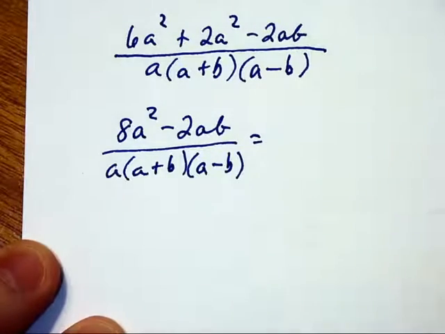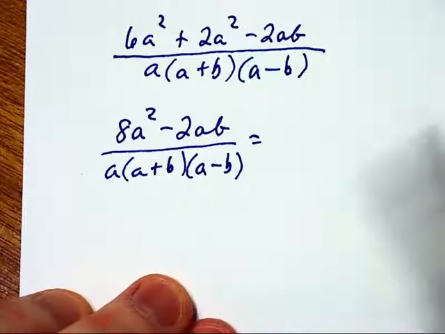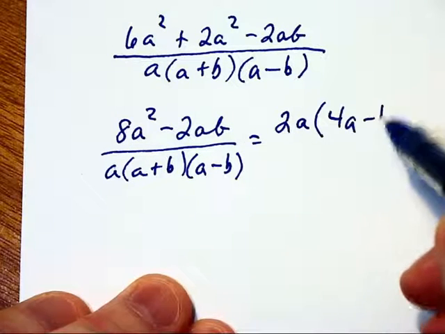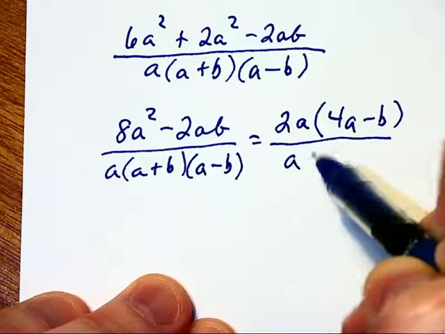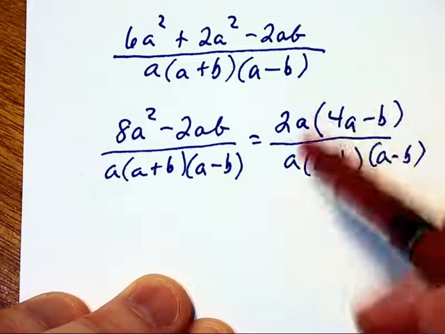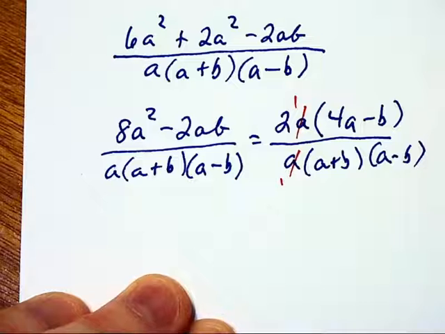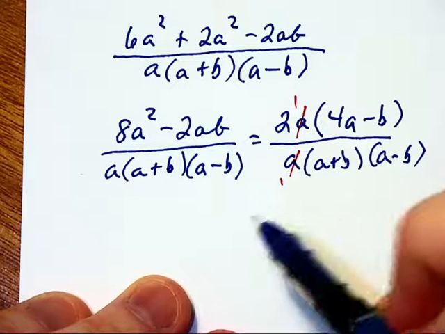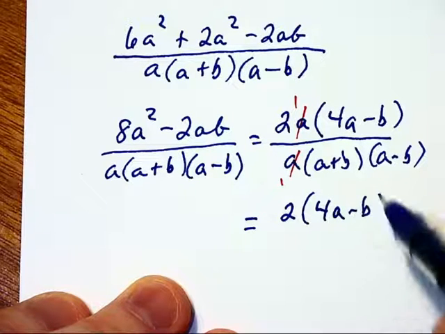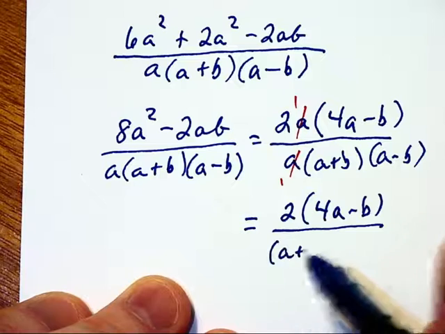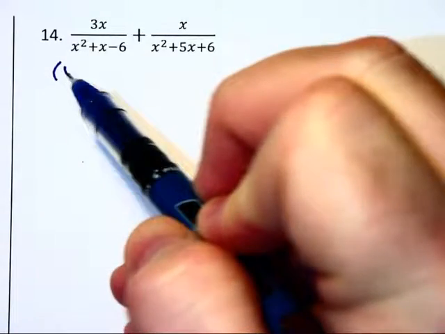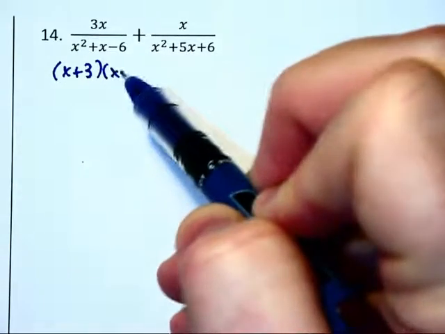I also see that I can factor a 2a out of the numerator. Now, let's do that. 2a times 4a minus b over a times a plus b times a minus b, and I can at least cancel those a's with each other and reduce my answer a little bit. So my final solution, or way of writing this, will be 2 times 4a minus b over a plus b times a minus b.